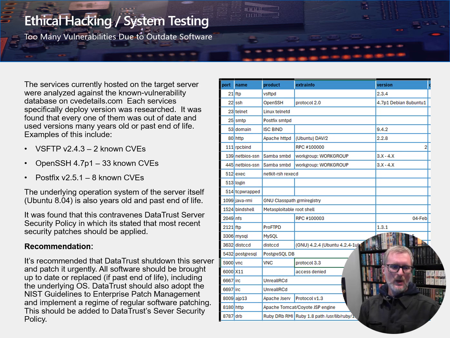Also, we found that having this outdated server with all these outdated services is in direct violation of the data trust security policy. The security policy says that we have to have meaningful patch management and bring all software up to date. We failed to do so here. It's our recommendation that we replace the server and also look at adopting NIST's guidelines for enterprise patch management. This particular guideline is going to help us do a better job of maintaining up-to-date software on all of our systems and put in place a regime for patch management to prevent this from happening again.